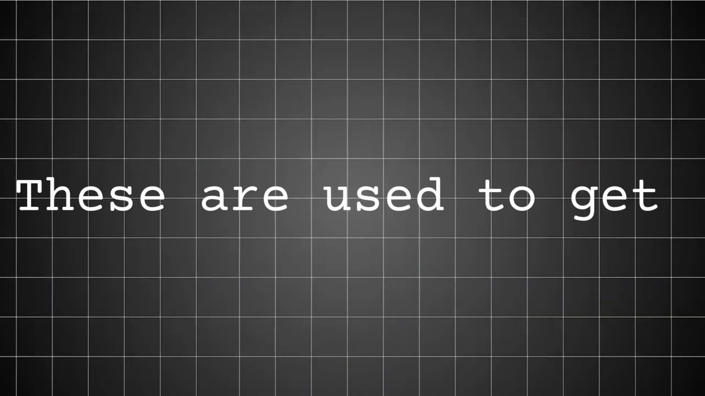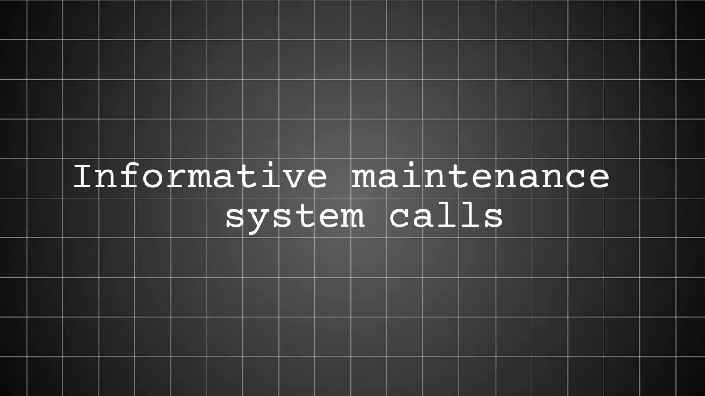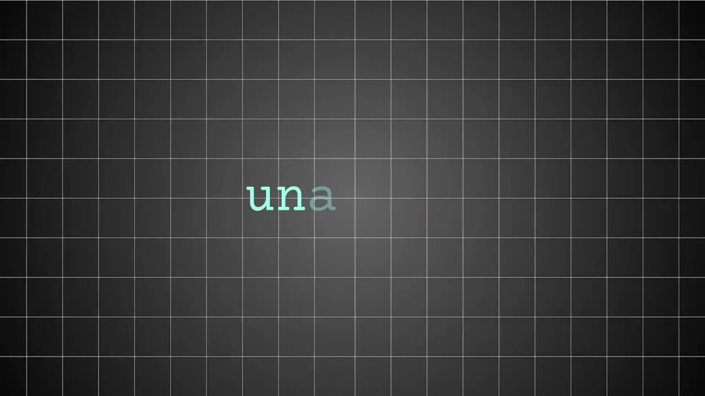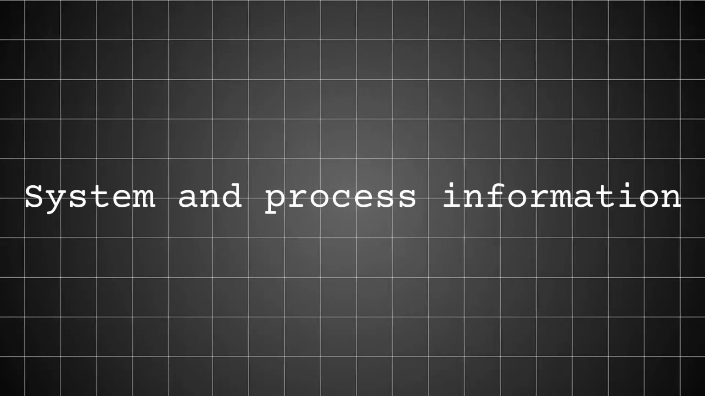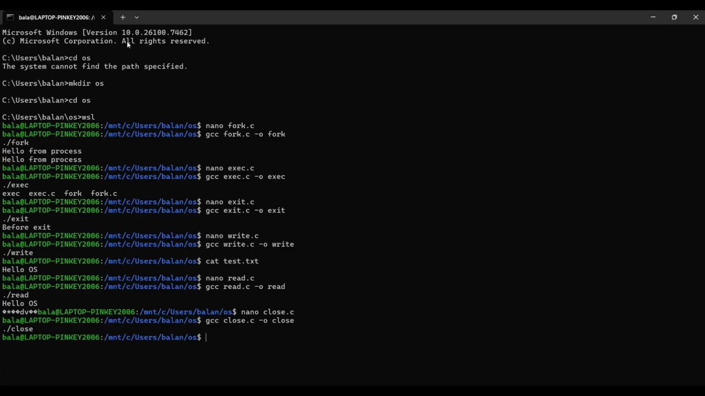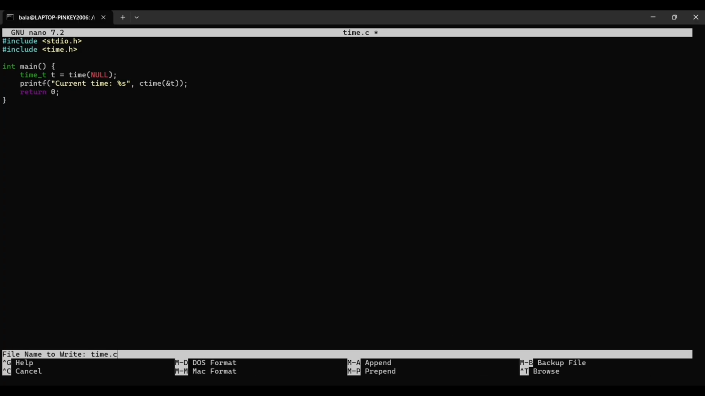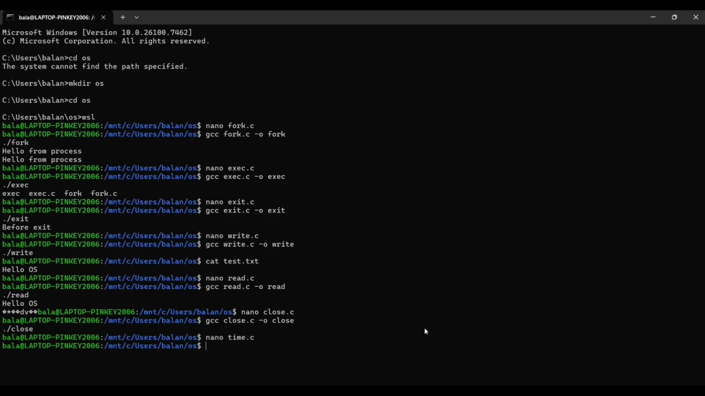These are used to get or update system and process information. Information maintenance system calls such as time, getpid, and uname are used to get system and process information. Now let's see their working by execution. And the first one, time information, which includes time and ctime system calls. What it does: time gets the current time from the operating system, and ctime converts the time into human readable format.